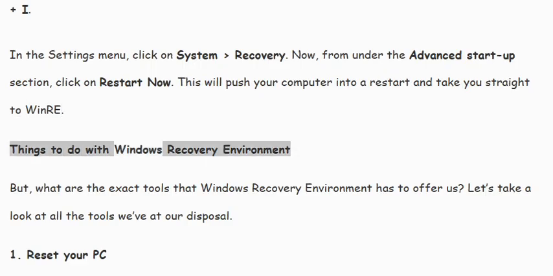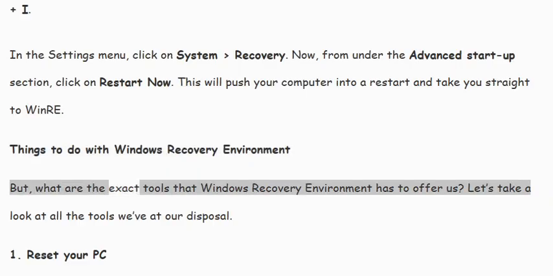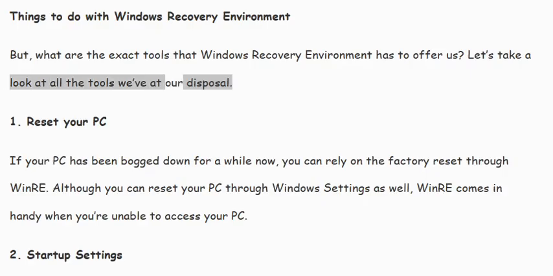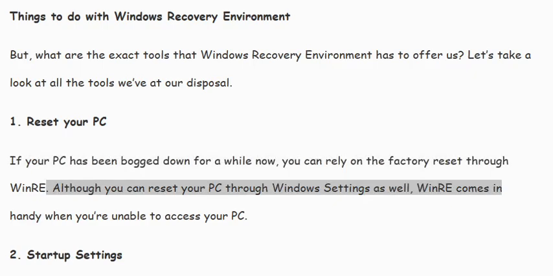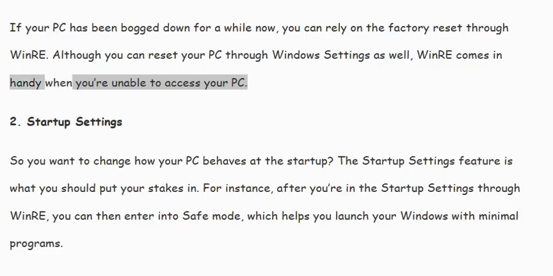Things to do with Windows Recovery Environment. But what are the exact tools that Windows Recovery Environment has to offer us? Let's take a look at all the tools we have at our disposal. 1. Reset your PC. If your PC has been bogged down for a while now, you can rely on the factory reset through WinRE. Although you can reset your PC through Windows settings as well, WinRE comes in handy when you are unable to access your PC.